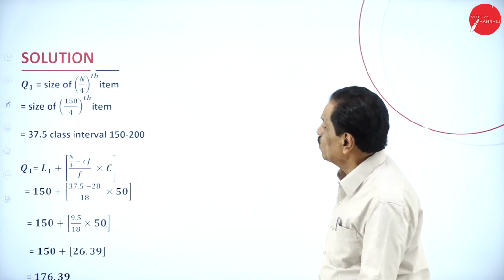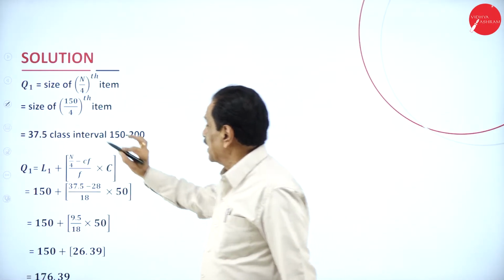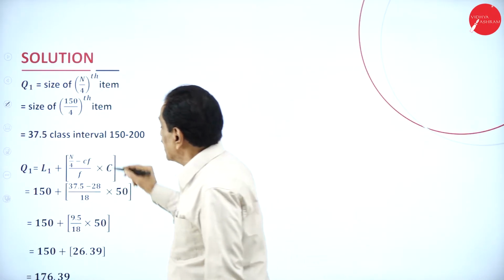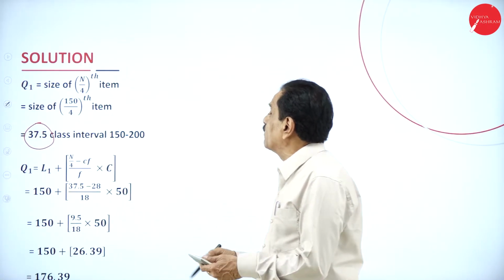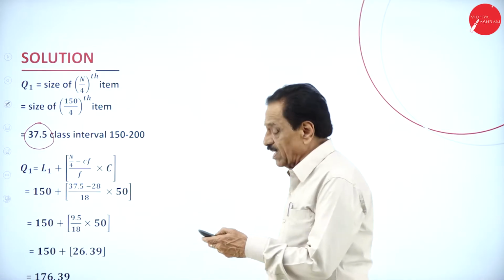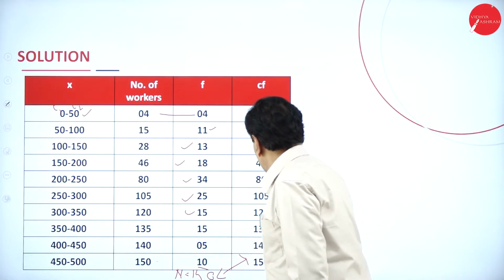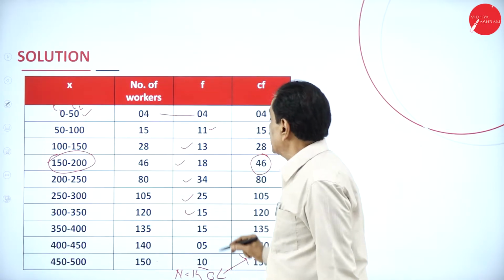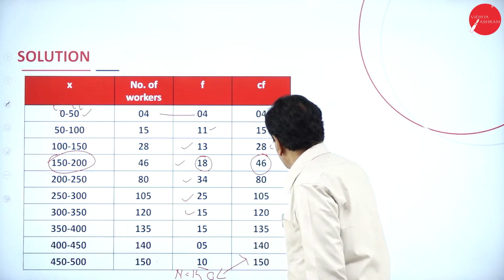Here, first one, Q1, size of n by 4. What is your total number of frequencies? 150 by 4. 150 by 4 is 37.5. You find out where the 37.5 comes in your class interval. This should be found in your CF. Where the 37.5 will come, here now, it will come under 46. Your class is 150 to 200. Your frequency is 18. This is your CF. I will explain.